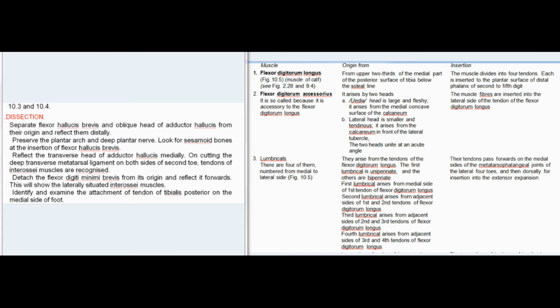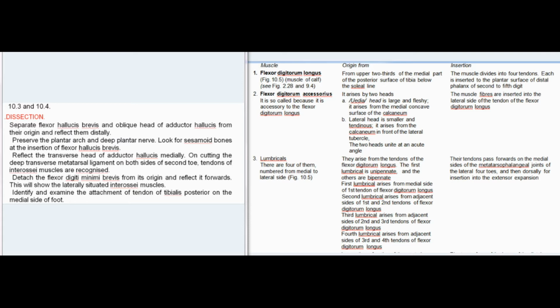Dissection. Separate flexor hallucis brevis and oblique head of adductor hallucis from their origin and reflect them distally. Preserve the plantar arch and deep plantar nerve. Look for sesamoid bones at the insertion of flexor hallucis brevis. Reflect the transverse head of adductor hallucis medially. On cutting the deep transverse metatarsal ligament on both sides of second toe, tendons of interossei muscles are recognized. Detach the flexor digiti minimi brevis from its origin and reflect it forwards. This will show the laterally situated interossei muscles.